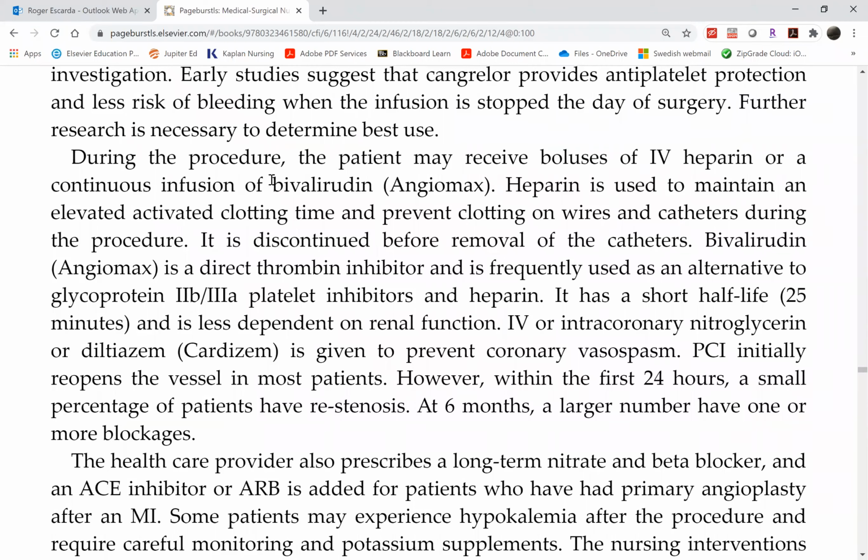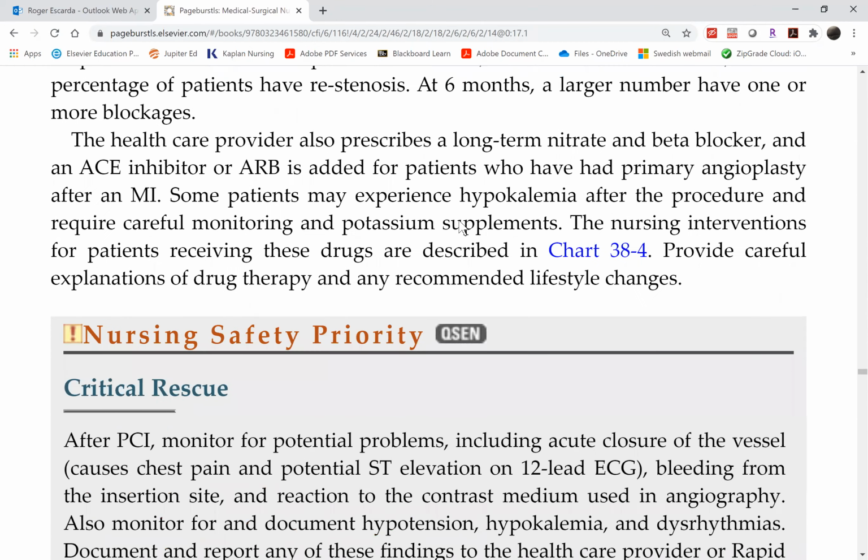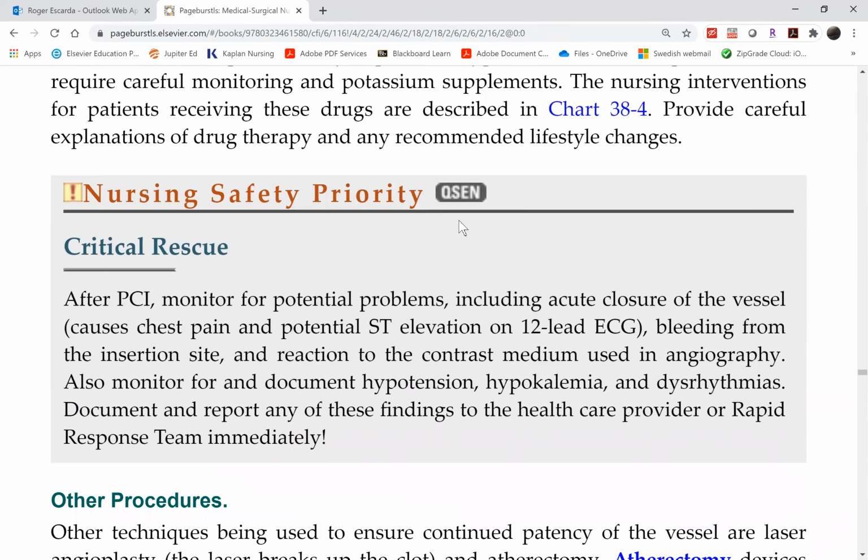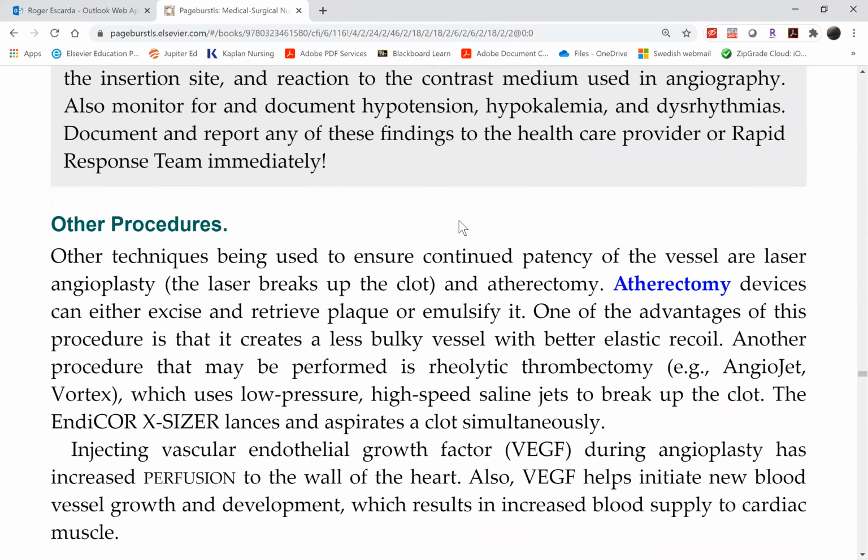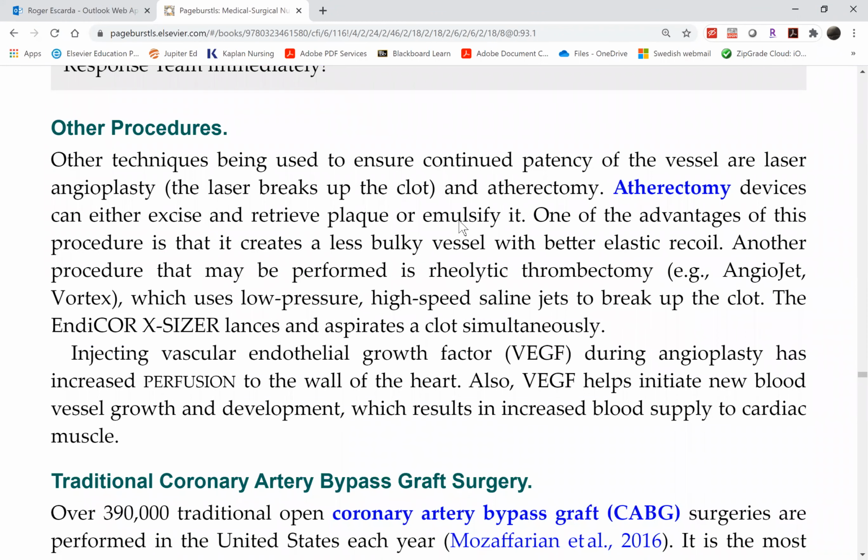You've come across this, right? Last semester, this was used for HIT, remember? If a patient has heparin-induced thrombocytopenia, we use Angiomax instead. So this is the same direct thrombin inhibitor we use for cardiac catheterization, so there's no clotting when we put in the catheter. I have no questions on other procedures.